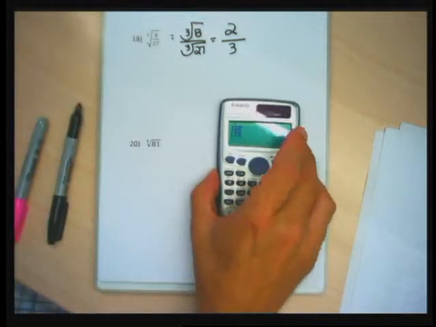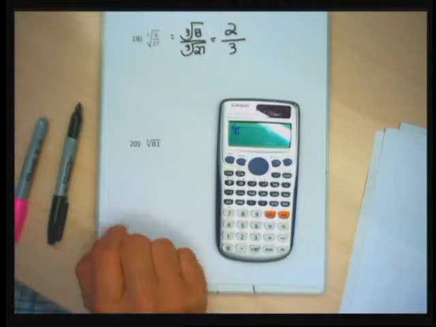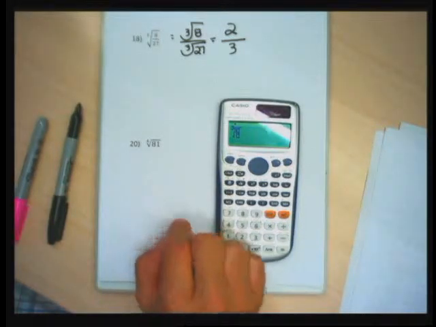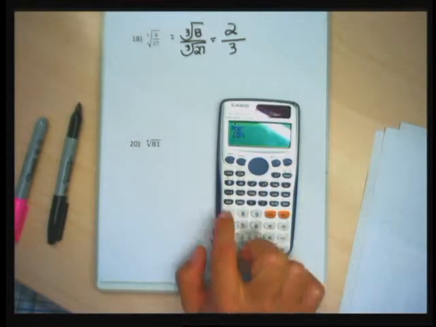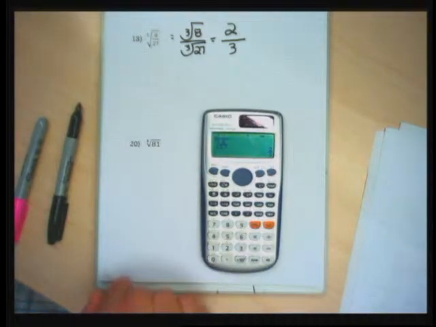We do it on my calculator. Shift and the square root key to activate the cube root, the fraction button, and then 8 over 27. And that equals the 2/3 that it's supposed to equal.